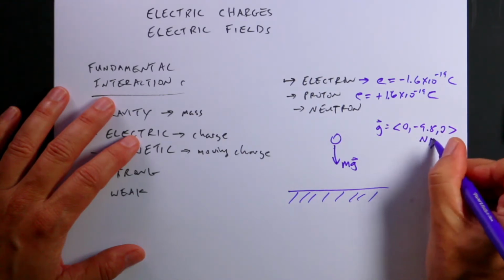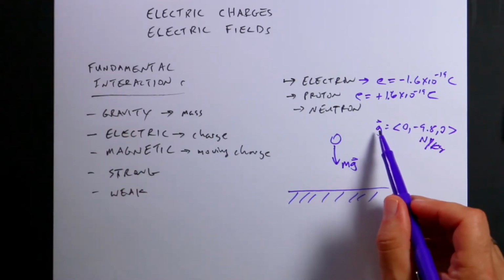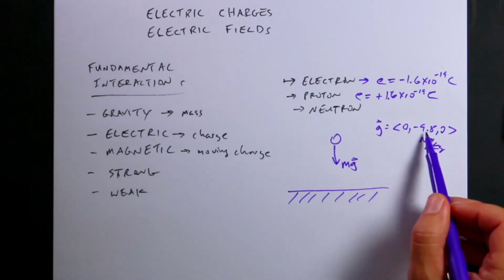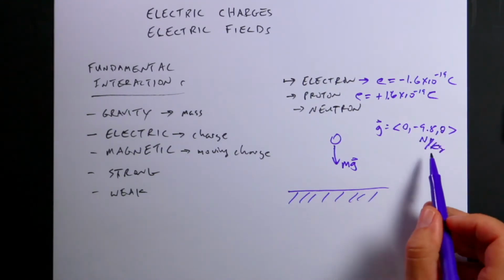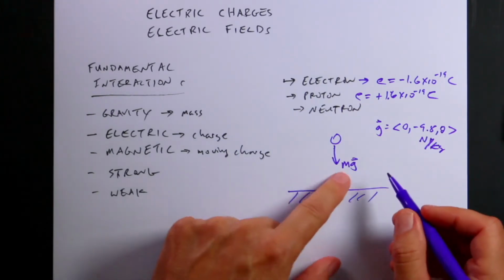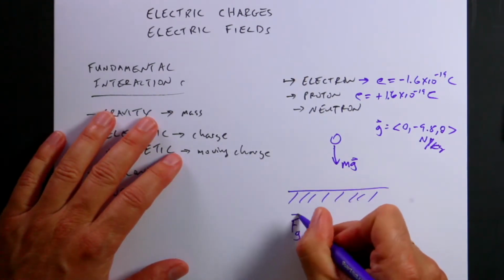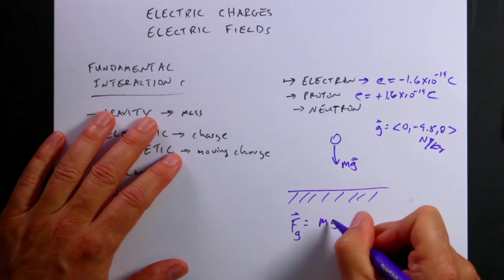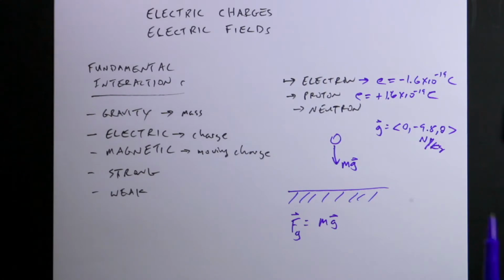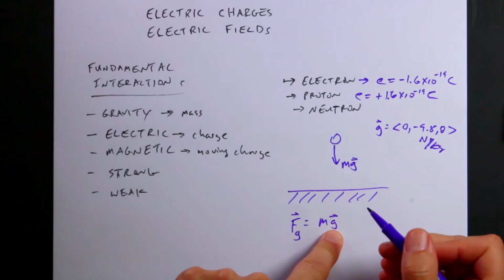I ran out of room. Newtons per kilogram. Okay, so this says that g is the gravitational field on the surface of the Earth, and it has a 0 x component, a y component of negative 9.8, and a 0 z component, and it has units of newtons per kilogram. If I take a mass and put it in this gravitational field, I get a force. So we could say this, Fg equals m times g. So it eliminates that mass part. One of the masses, right? We still have the mass of the Earth actually in that g right there.